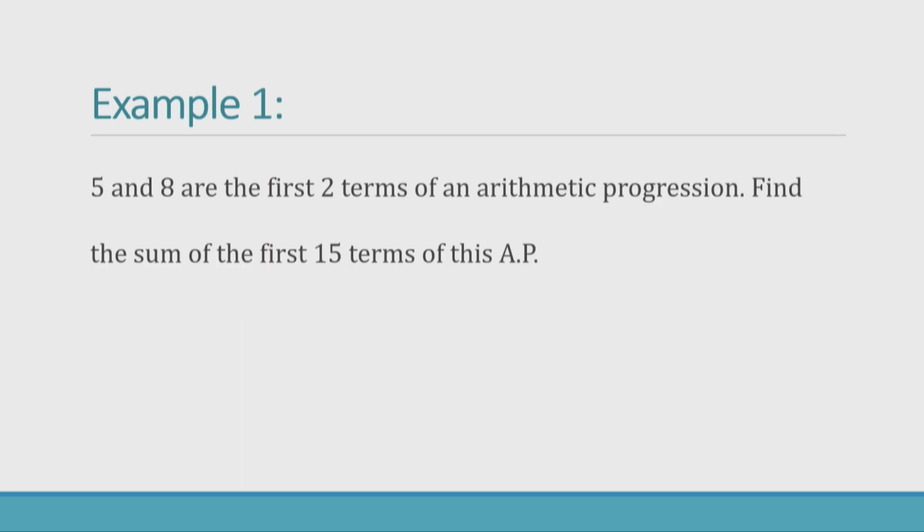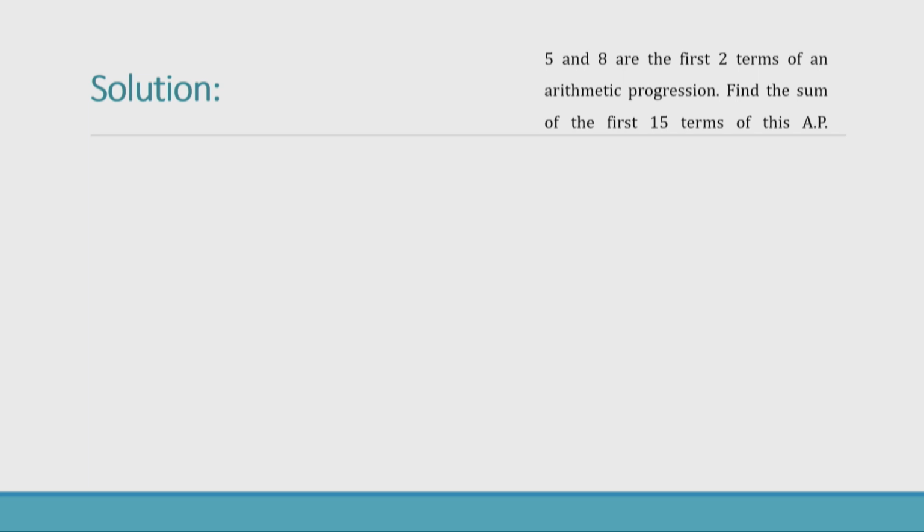Let us move on to the first example. 5 and 8 are the first two terms of an arithmetic progression. Find the sum of the first 15 terms of this AP. So here's the question at the top. Now 5 and 8 are the first two terms. So here a will be equal to 5 and d will be equal to 8 minus 5, which is 3.